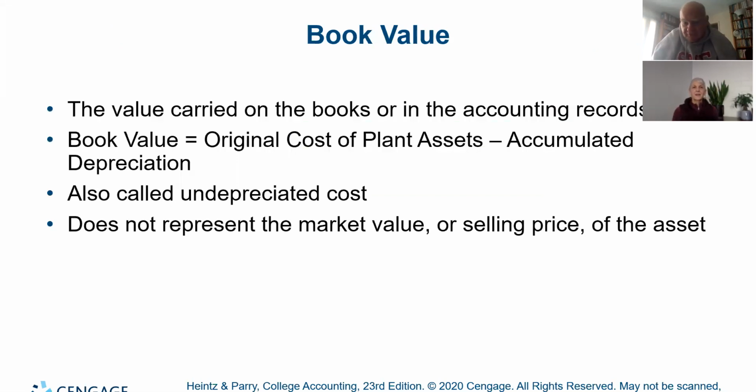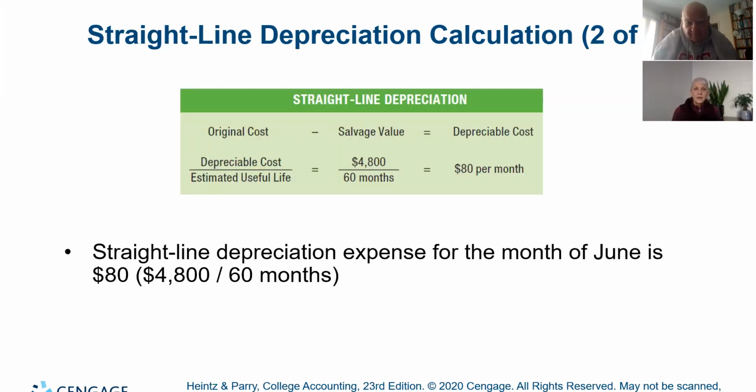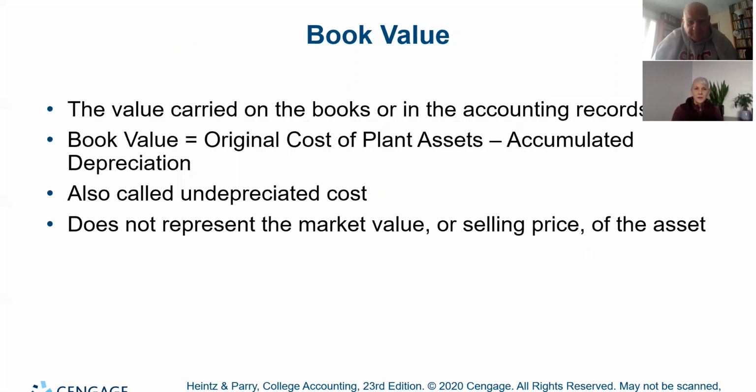Okay, so what's our journal entry? We're going to debit depreciation expense and credit accumulated depreciation. Net book value, or book value, is the original cost minus the accumulated depreciation. Accumulated depreciation is a contra asset, and you could also call it the amount that's undepreciated. The net book value is what is undepreciated yet.